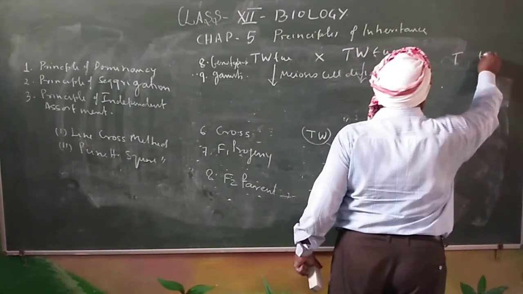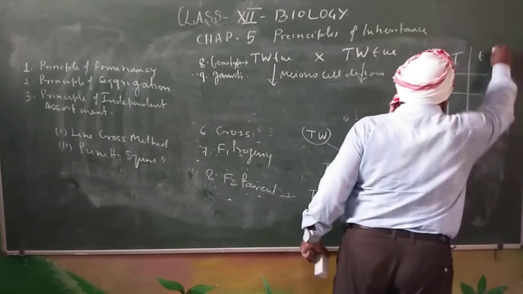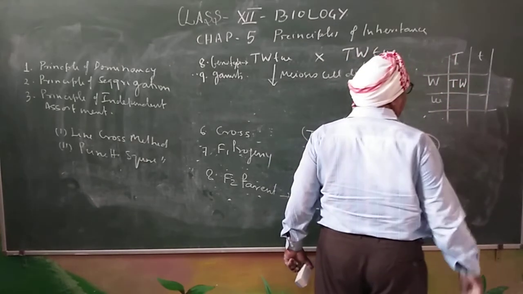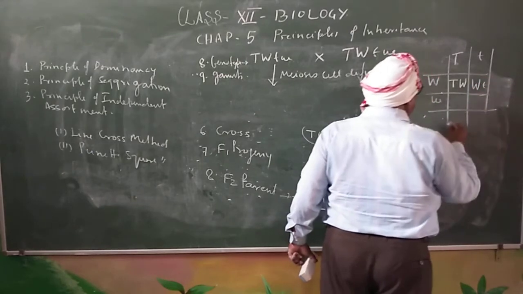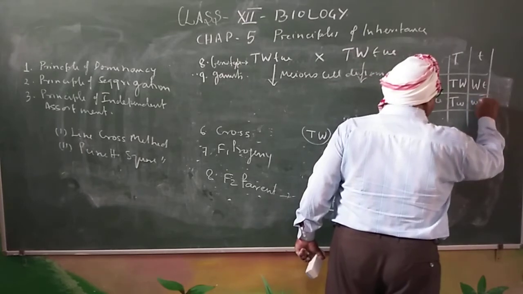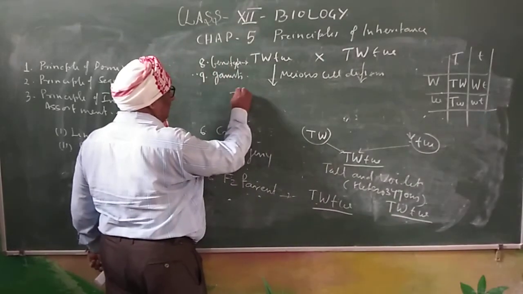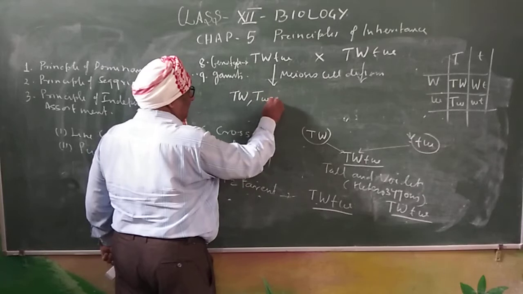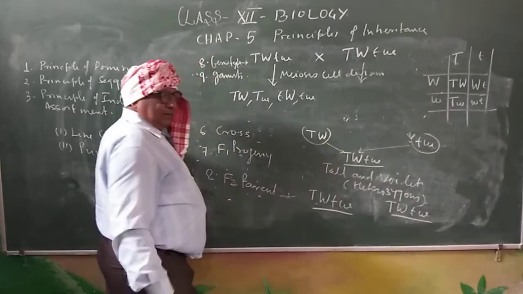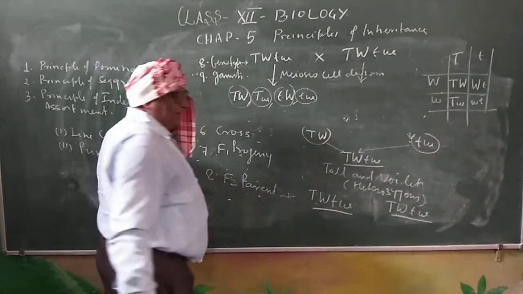In this way we can form one type of gamete, a second type of gamete, a third type of gamete, and a fourth type of gamete. You see how the gametes are formed. So we can show how the gametes are formed: capital T capital W, capital T small w, small t capital W, and small t small w. These are the gamete types. There are 4 types of gametes.